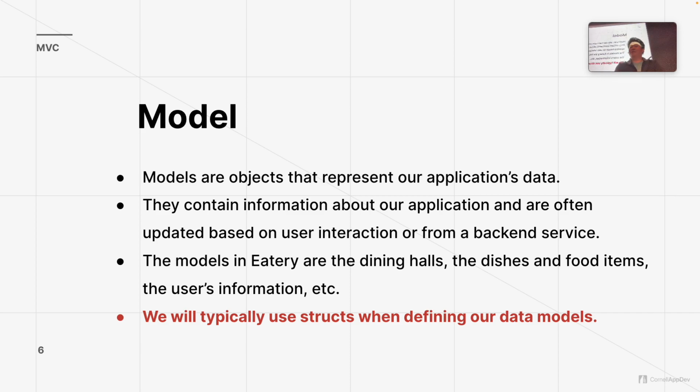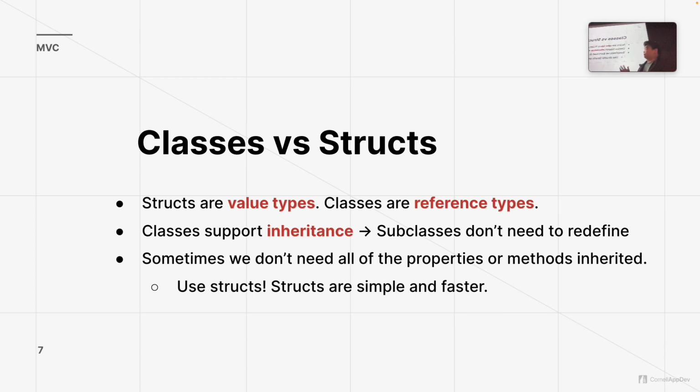So this might be a term you're currently unfamiliar with, because last time we covered what a class was. So you could think of a struct as the sibling of a class. So structs are value types, whereas classes are reference types. If you remember from last lecture, classes have this concept of inheritance, where you can define a subclass, and that subclass can inherit the properties and the functions of the superclass.